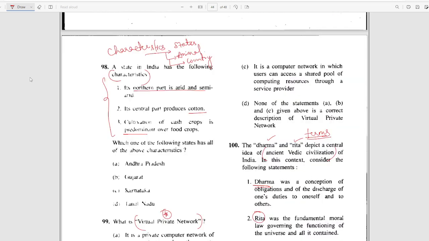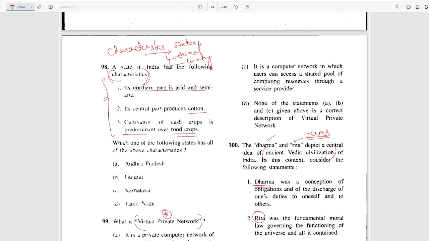The next is the 98th question. A state in India has the following characteristics. Its northern part is arid and semi-arid. Its central part produces cotton. Cultivation of cash crops is predominantly over food crops. Again, they have given the characteristics and then they've asked what is the state.